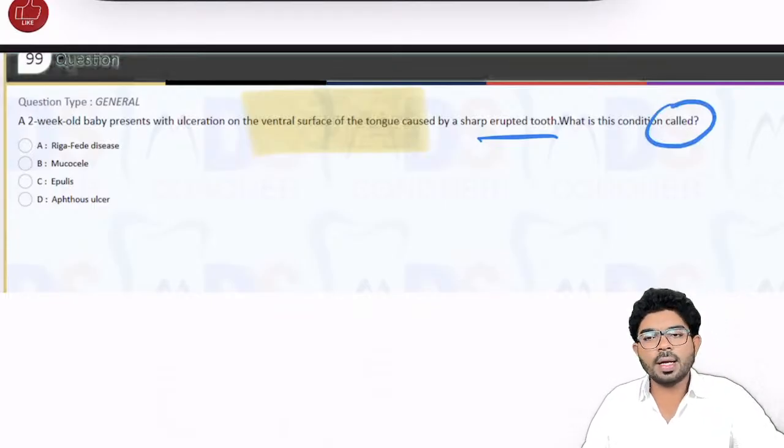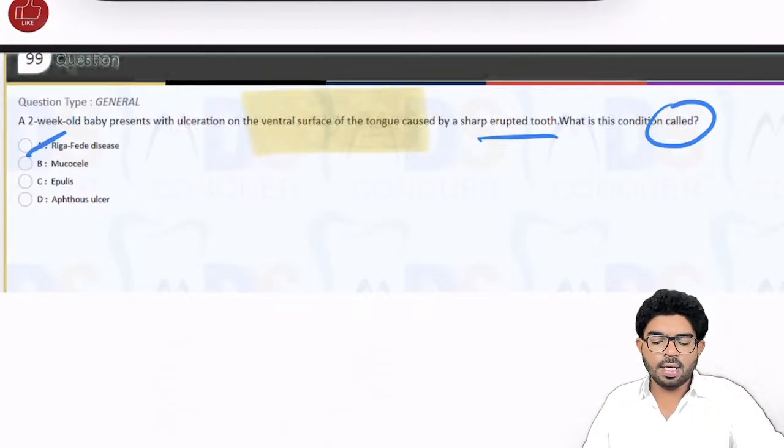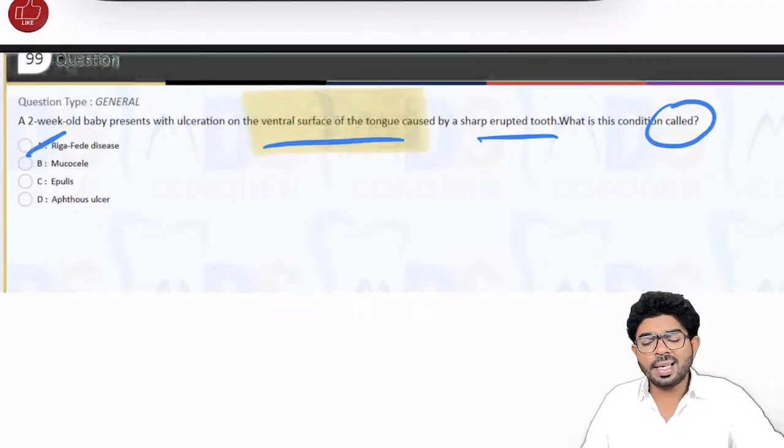So this is basically associated with natal and neonatal teeth, whenever the baby is sucking the milk from the nipple of the mother. This is called Riga-Fede disease or Riga-Fede syndrome. It is seen on the ventral surface of the tongue.